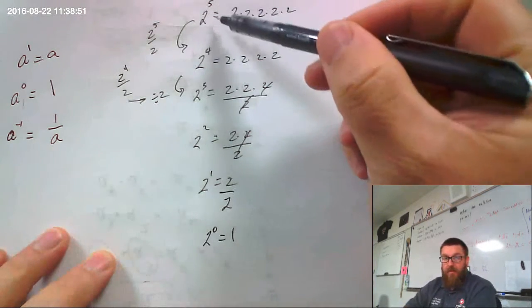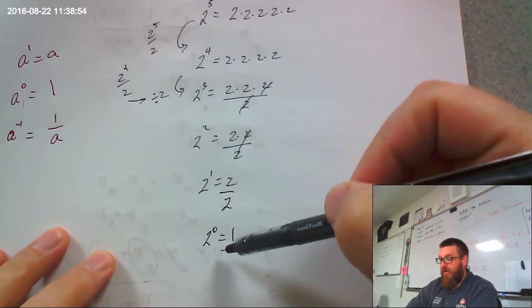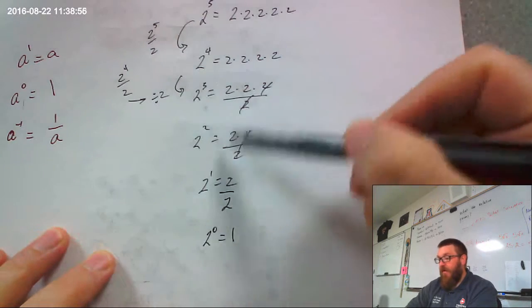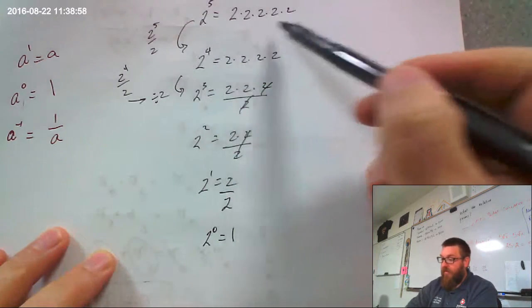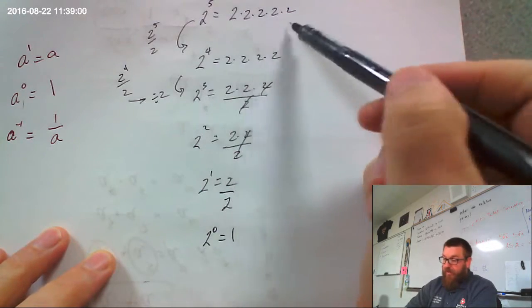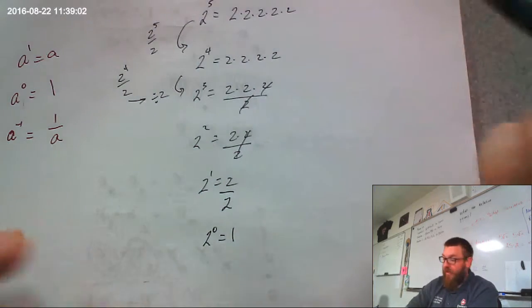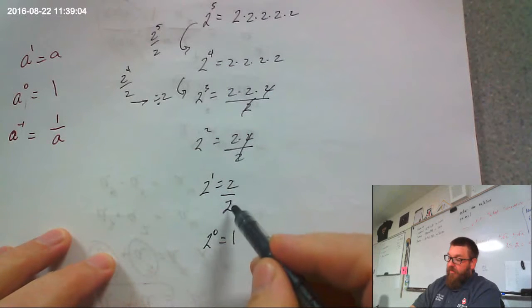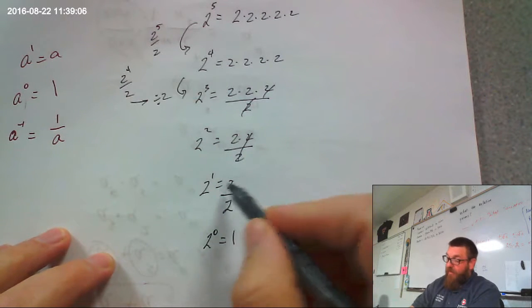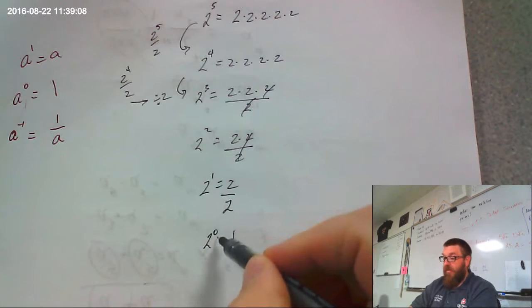And you see how the exponents are going 5, 4, 3, 2, 1, 0. Every time I go down by an exponent, one value, then I'm in essence dividing both sides by 2, right? So 2 to the 1 power divided by 2 would give me 2 to the 0, and that's 1.